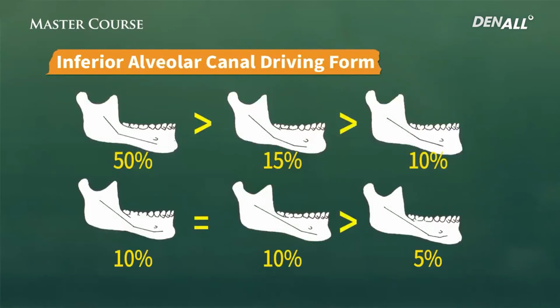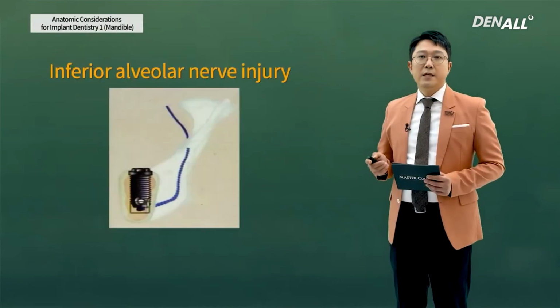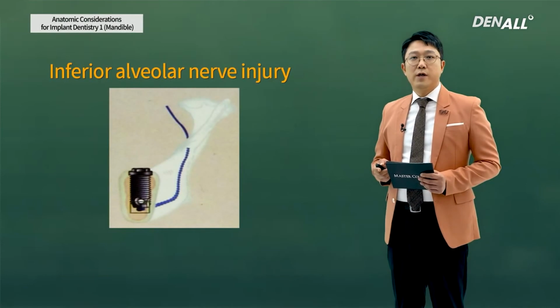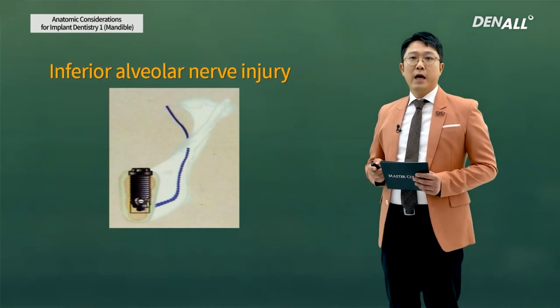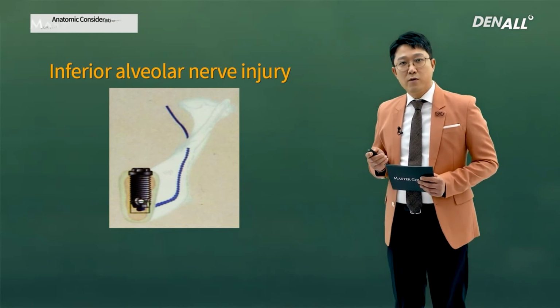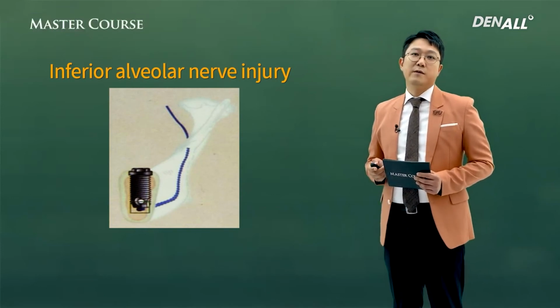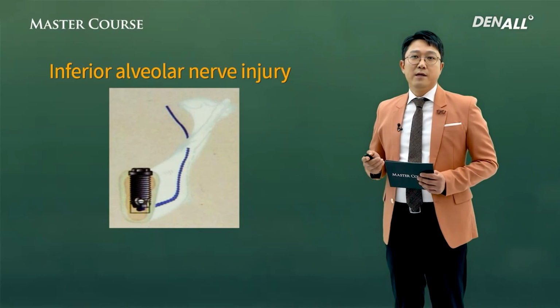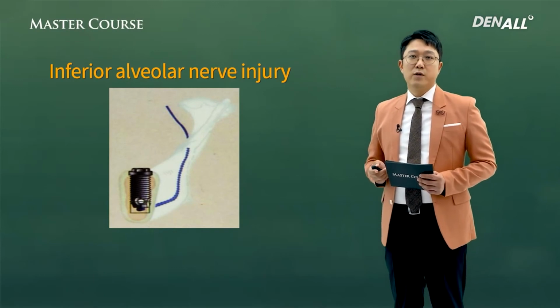The inferior alveolar canal is bent under the third molar in 50% of the cases. In terms of distance to teeth, it is closest to the root of the second molar. The inferior alveolar nerve is running in the inferior alveolar canal. When the nerve is injured, it becomes an incredibly hard problem, a catastrophe. There are many reasons for the injury.